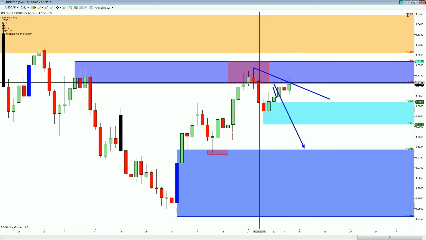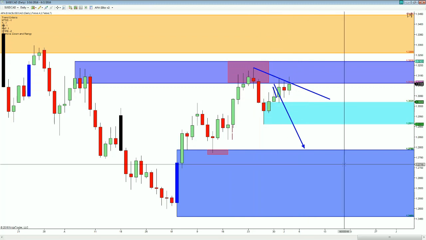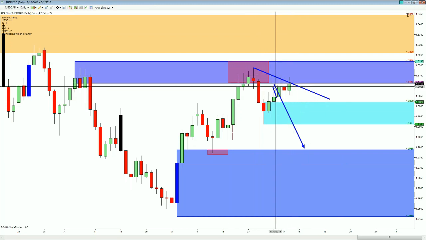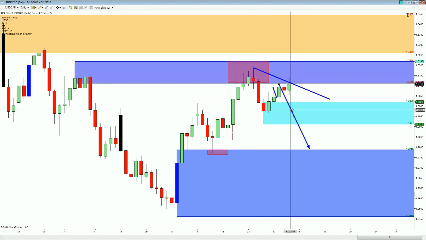But I got in one position here. I was hoping to be able to scale in as this thing continued to push to the downside, but it stopped me out. So I'm just going to wait around for this thing to tell me whether or not it's going to respect this level again for a second time. But I'm still looking down.